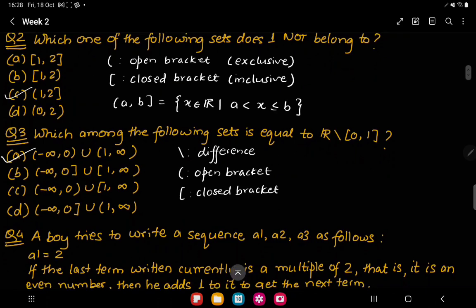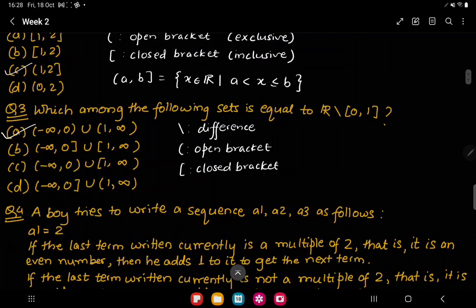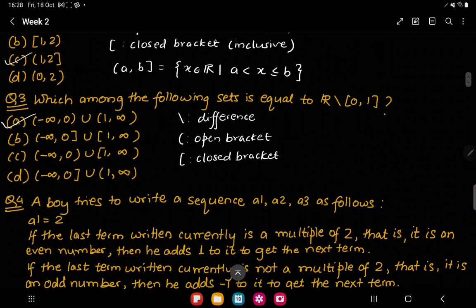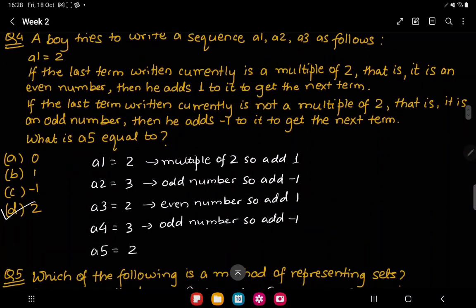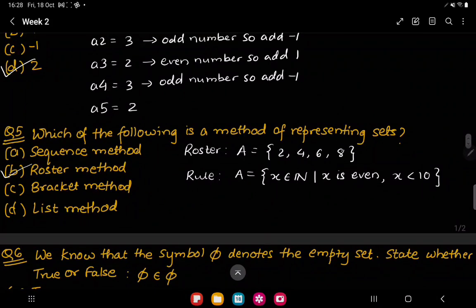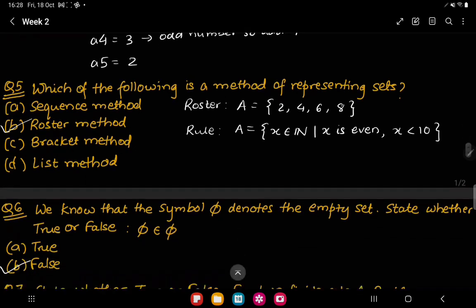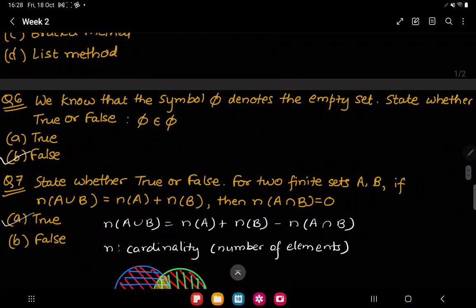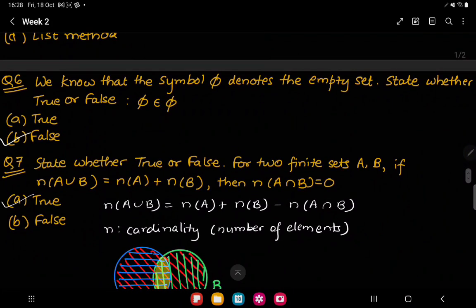This backslash means the operation of difference. So the backslash, the set 0 to 1, means set of real numbers minus the closed interval 0 to 1. Then you can represent sets in two different forms. Either you can list down the elements, or you can write down the rule that gives those particular elements. Phi denotes the null set, that means it is empty, it has no element.